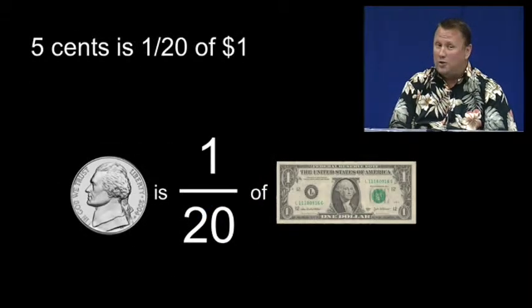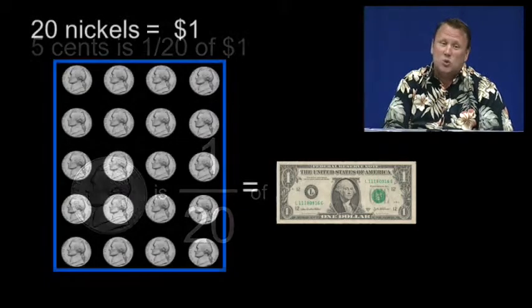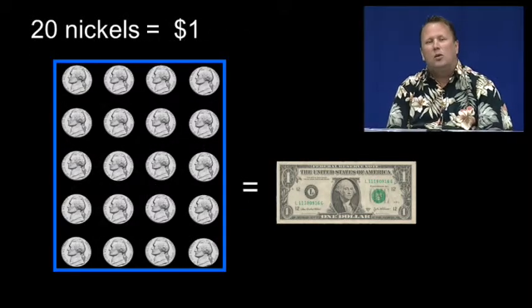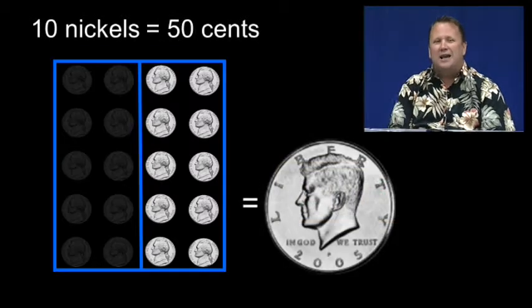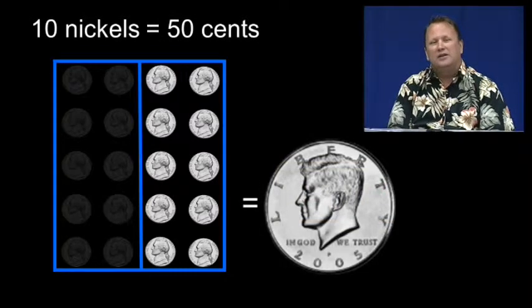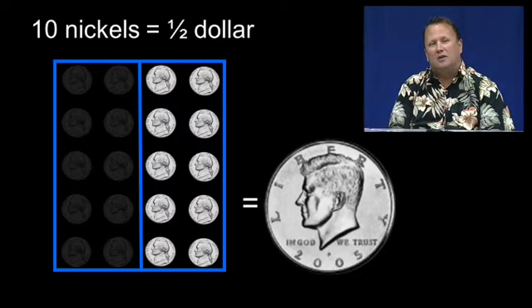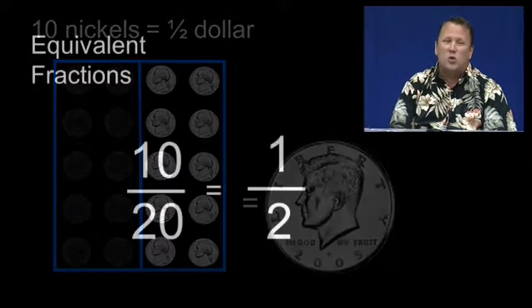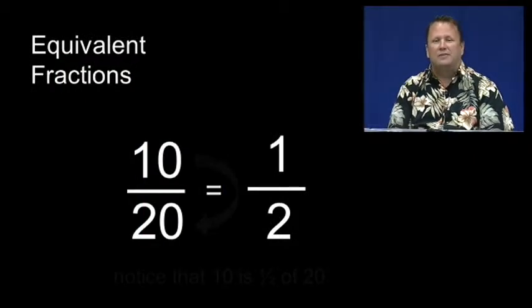A nickel is 1/20th of $1. And that's because it takes 20 nickels to equal $1. If we take half of those nickels, we have 10 nickels equals 50 cents. 10 nickels equals $1/2. So 10/20ths is equal to 1/2.